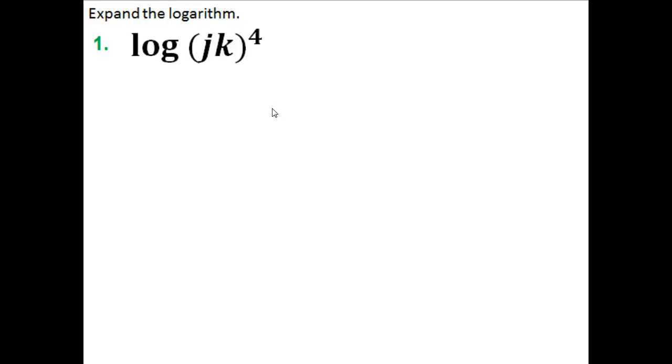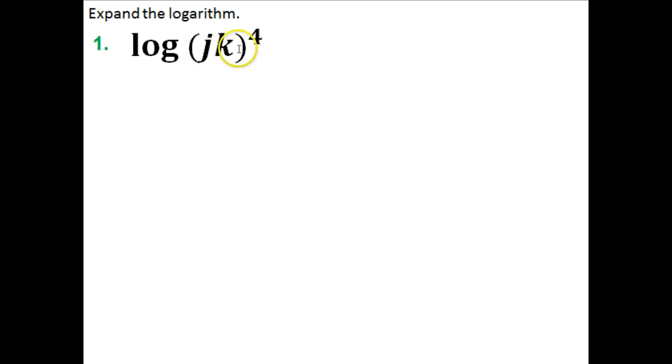Okay, on this one we are expanding this logarithm, and there is quite a bit that we need to do to it. First thing we need to look at is, okay, this is a log base 10, and the rules for this are the exact same as the rules for natural logarithms or log base 4, log base 7, doesn't really matter. So let's go through this.